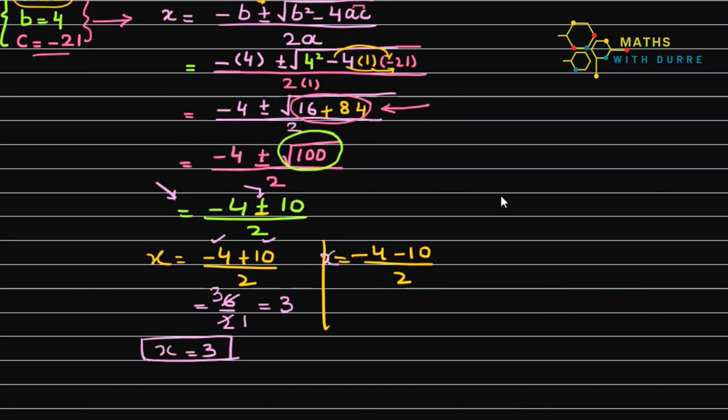And what about the second value of x? Now solve these two. −4 and −10 is giving you −14 upon 2. Now you need to simplify it more. 2 times 7 is 14, so −7. So here the second value of x is −7. I hope you can solve these questions. You can solve them.